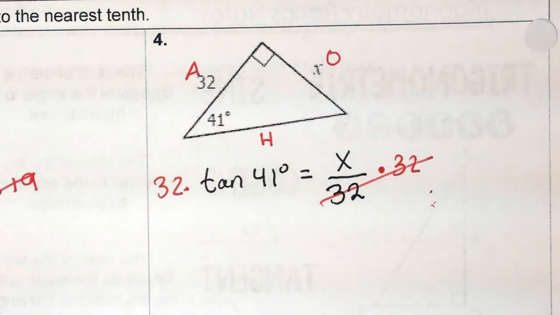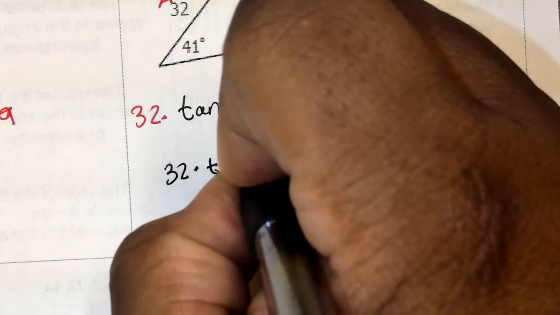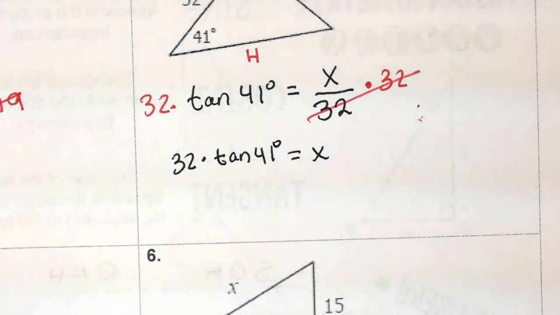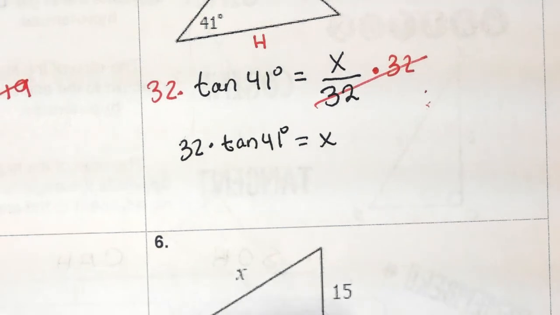Times 32 on this side, that's going to cancel this. I'm going to rewrite because I like my stuff to look a certain kind of way. 32 times tan 41 degrees equals X. And then we put that in the calculator. I'll show you again though, because some of y'all I know didn't catch the first time.